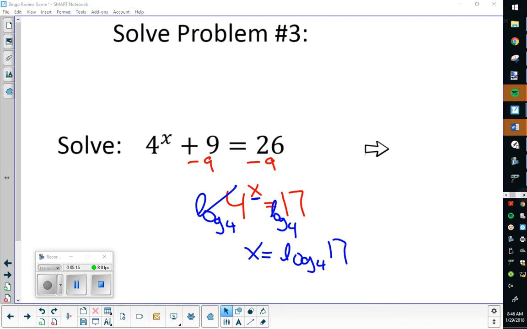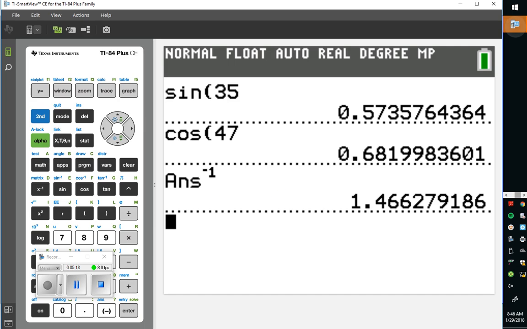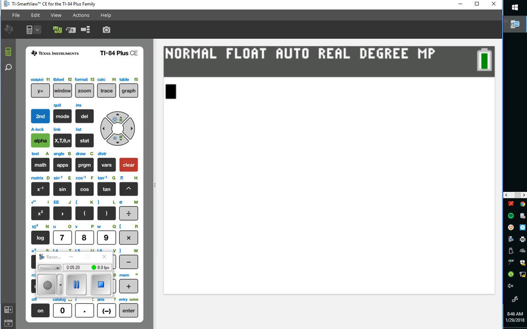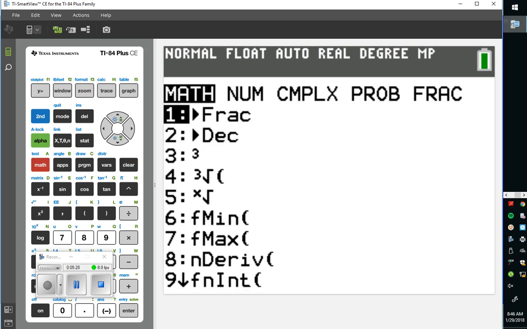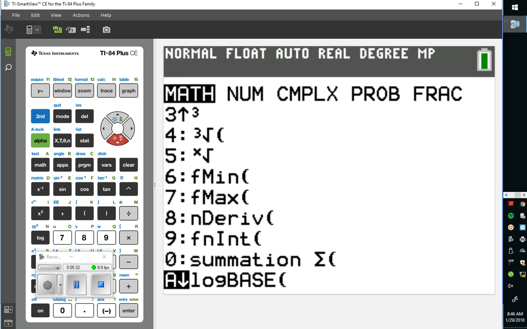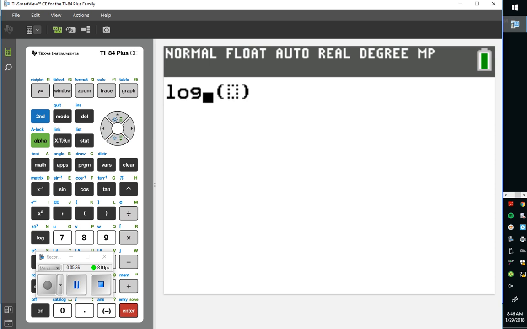So in our calculator here, we're going to do that. Again, if you don't know how to type this in, make sure you're watching. Log base 4 of 17. We hit the math button right here. We're going to scroll down until we get to log base. For me, it's letter A. You hit enter. Then you type in log base 4.